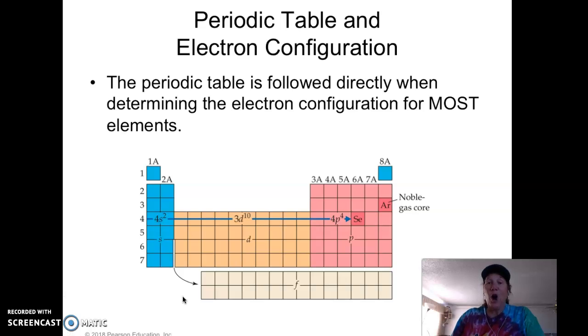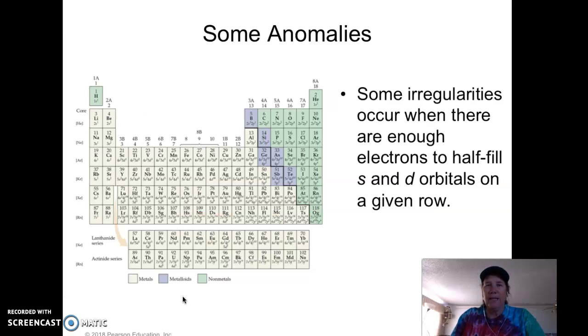And there are a few elements that are wacky. But you know what? I'm not going to worry about it because I want you to understand how to do the configurations, and I don't want you to have to worry about the ones that are off, and I'll show you what I mean by that. Okay. Some abnormalities: what will happen is they start filling the D and they'll take a few from the S. I don't know why, and there's only a few elements that do this. Chromium is one of them.